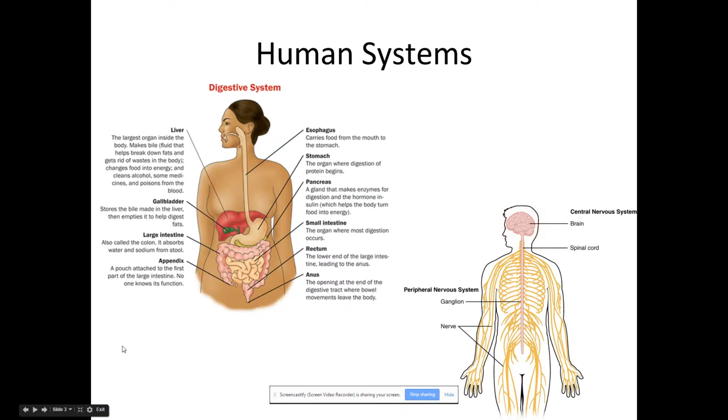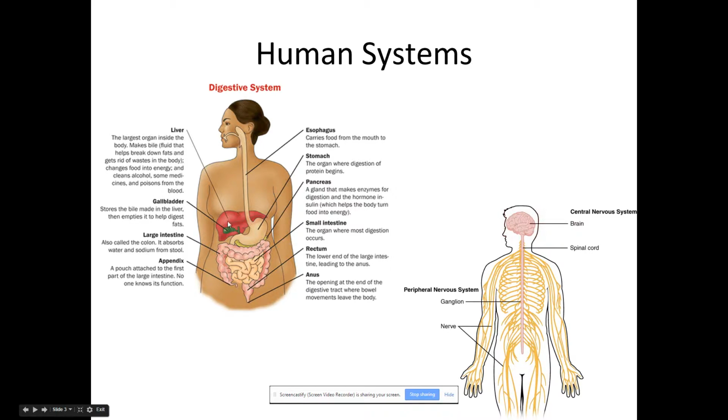Now, if we look specifically at human systems, we have the digestive system here. This top one starts with the mouth, you go down the esophagus into the stomach. Food passes through the stomach into the small intestine, goes to the large intestine, and eventually any waste comes out through the anus.